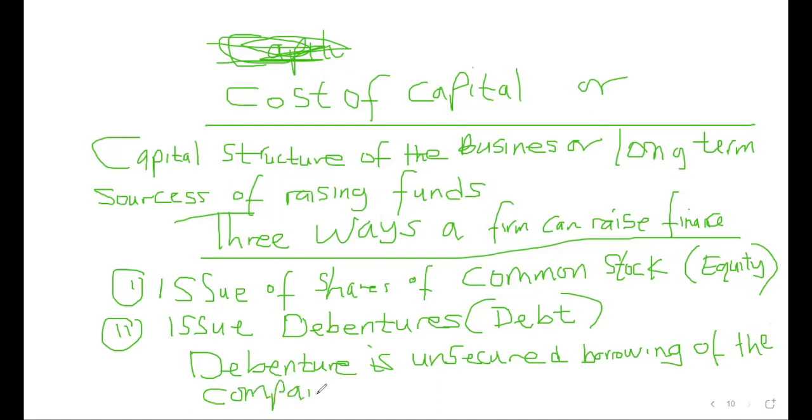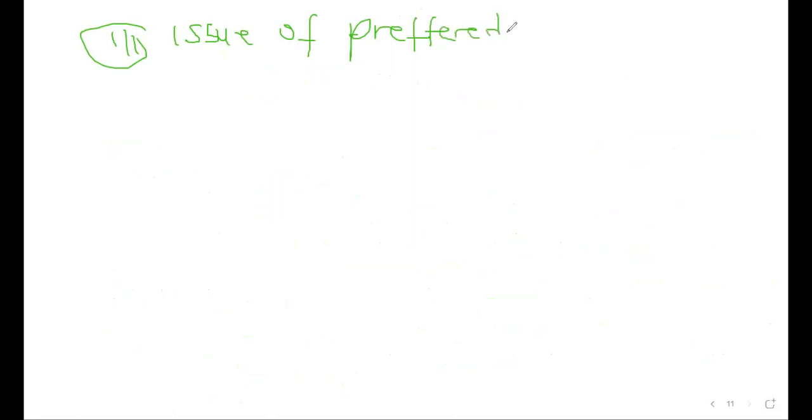Then what else can the company do? They can issue preference shares, or the issue of preferred stock. So preferred stock.